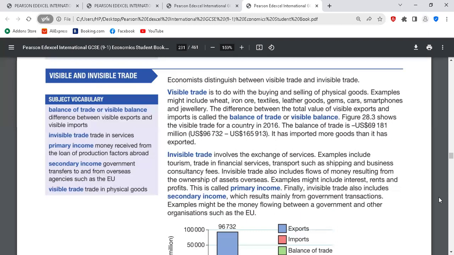Then we have invisible trade. Invisible trade involves exchange of services. Are you there? Examples are tourism, trade in financial services, transport, such as shipping, consultancy fee. These are all invisible. So invisible trade also includes flow of money resulting from the ownership of assets overseas. So when we have assets abroad, it is part of our invisible goods.